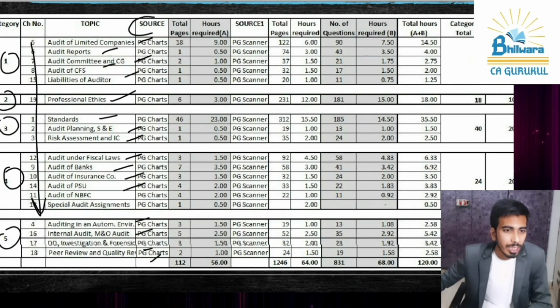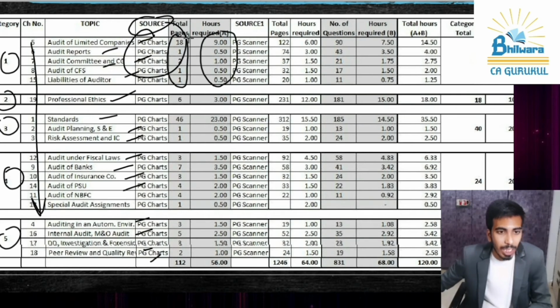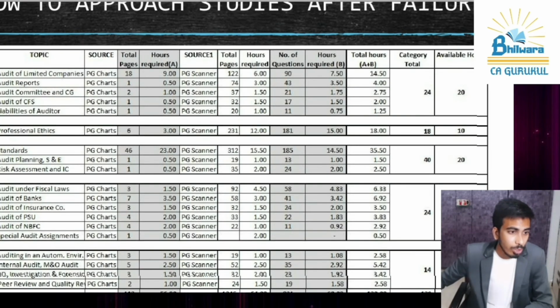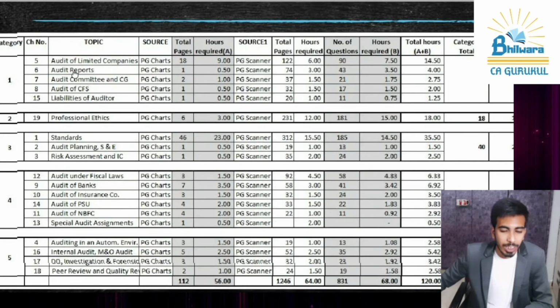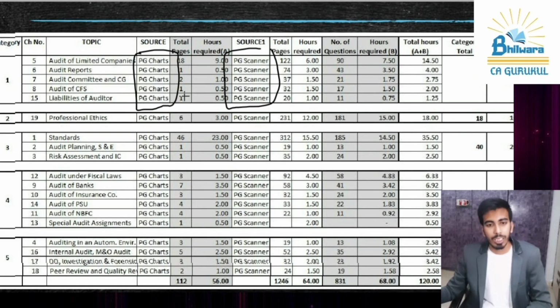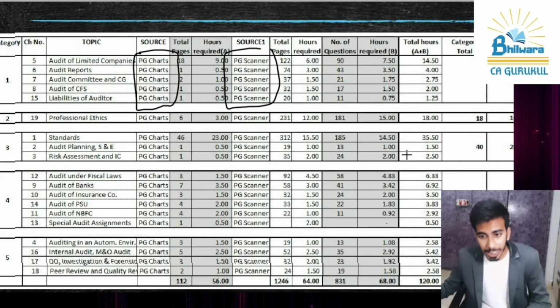I have taken the source as PG charts. PG charts has the following questions, the following page numbers, and it will roughly take this many hours. Then source number 2 is PG scanner. What you have to do is watch the revision lecture, then revise the theory from PG charts, then attempt questions from PG scanner. Okay, you getting my point? This is the very detailed plan.